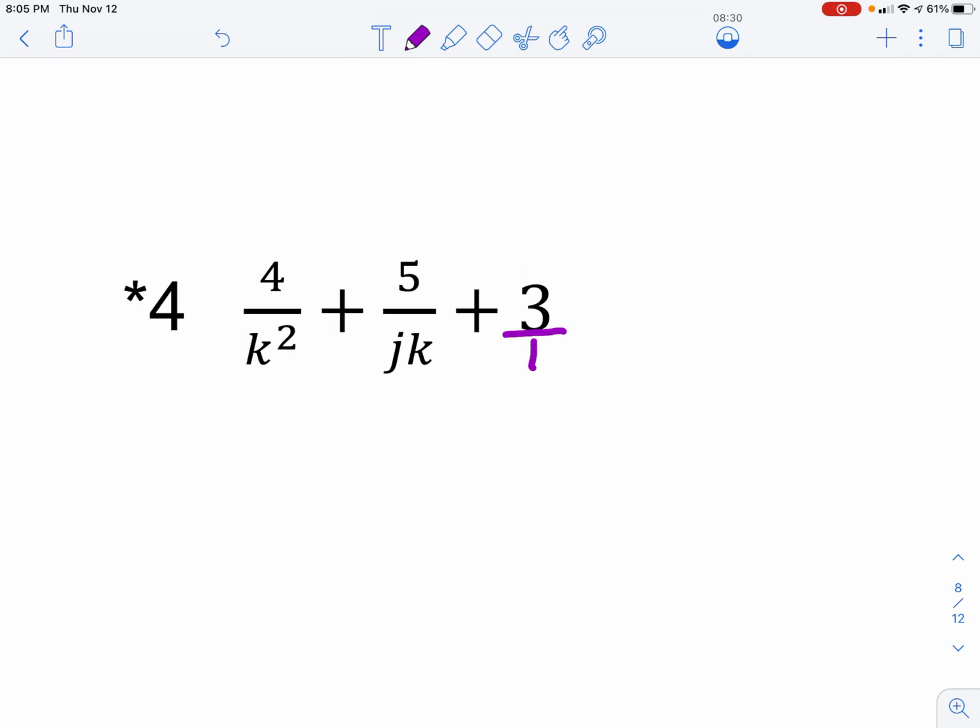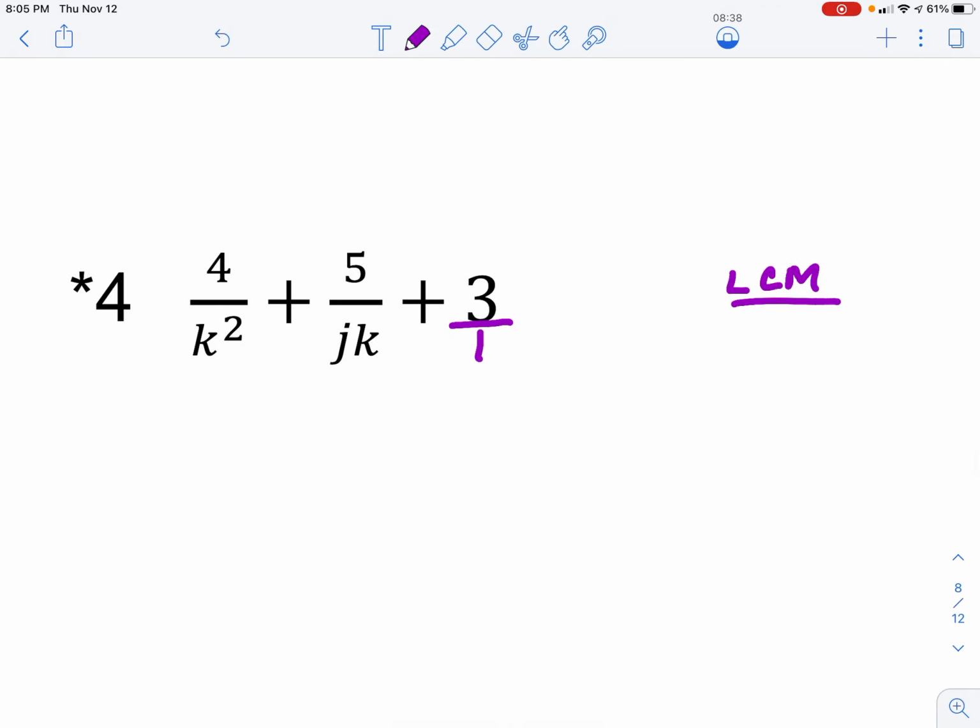Now let's think about what is the least common denominator. Remember, the least common multiple is the same thing as your least common denominator. So let's list each one of these. I have k squared, I have jk, and 1, which we're not going to really worry about. You can put it there if you want. We know 1's going to be the only number there. Remember, when we have a variable with an exponent, we need to split those up so that they're multiplied together with exponents of 1. And we have j times k.